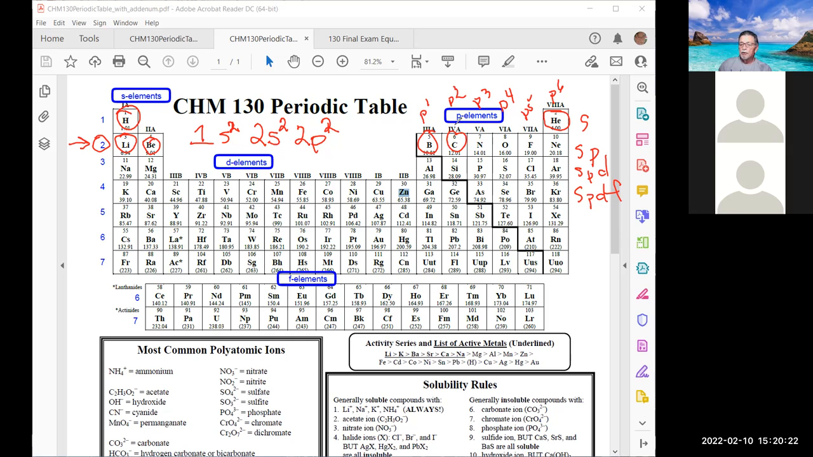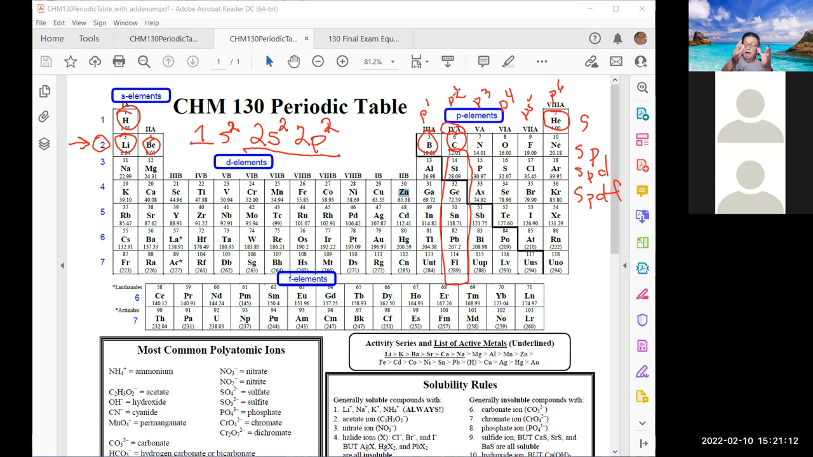Notice something here. The Roman numerals, as I go across: the group that carbon is in is group Roman numeral 4A. That tells you that for carbon, which has 6 electrons, 4 of them are on the outermost shell. Can you see here that the outermost shell is the second energy level? Of those 4, 2 of them are in the P orbitals, and 2 of them are in the S orbital of the second energy level. So that Roman numeral on top is telling you how many valence electrons that group has, and I say carbon, but that is consistent with everybody in this same group.